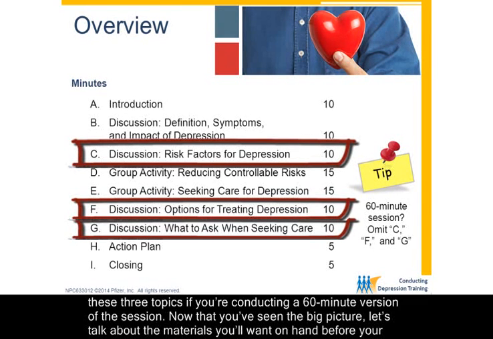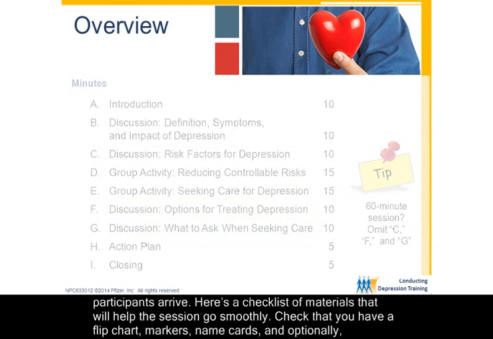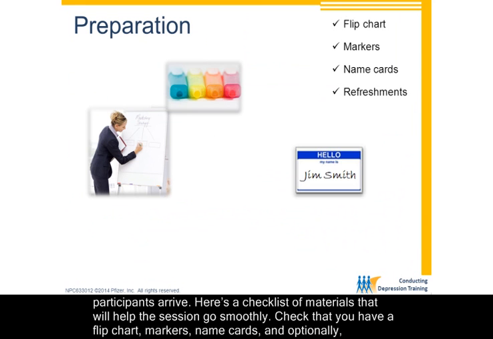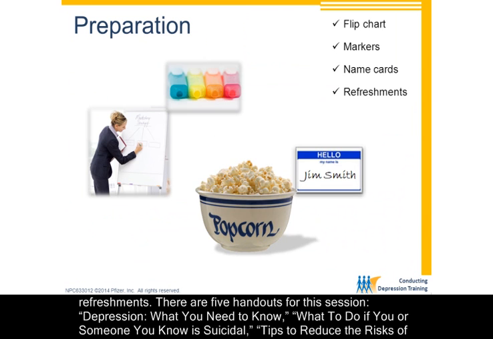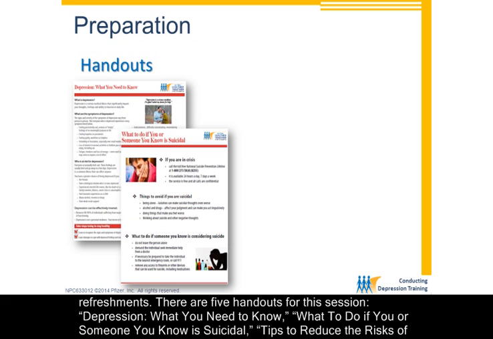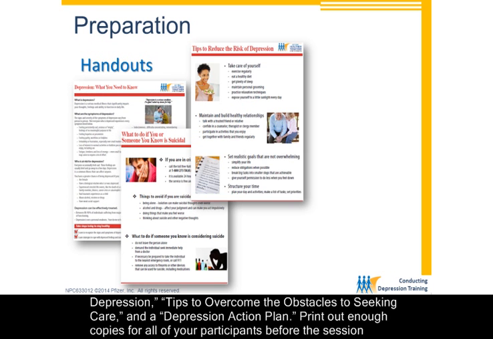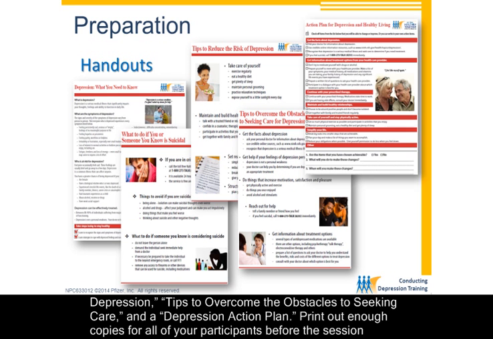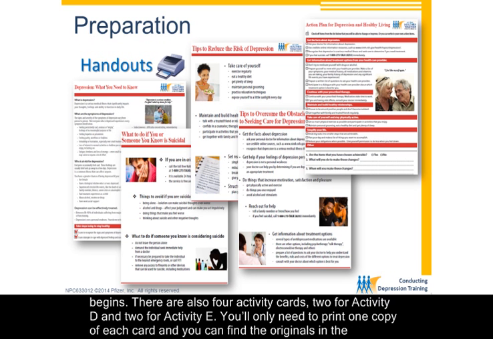Now that you've seen the big picture, let's talk about the materials you'll want on hand before your participants arrive. Here's a checklist of materials that will help the session go smoothly. Check that you have a flip chart, markers, name cards, and optionally, refreshments. There are 5 handouts for this session: Depression, What You Need to Know, What to Do if you or someone you know is suicidal, Tips to Reduce the Risks of Depression, Tips to Overcome the Obstacles to Seeking Care, and a Depression Action Plan. Print out enough copies for all of your participants before the session begins.